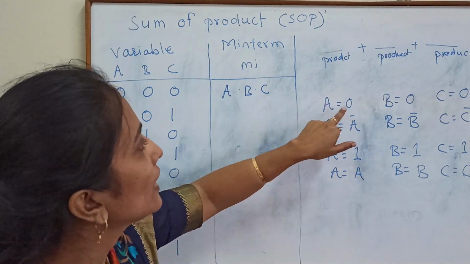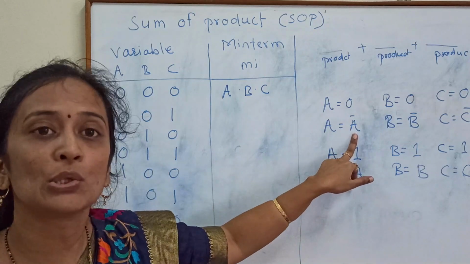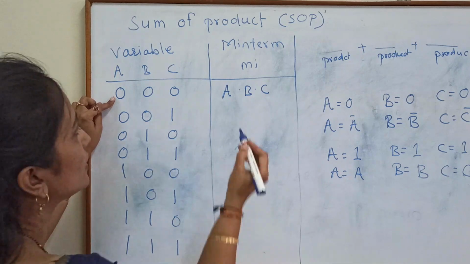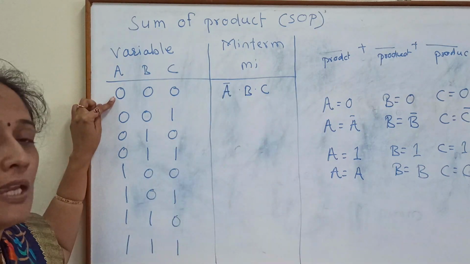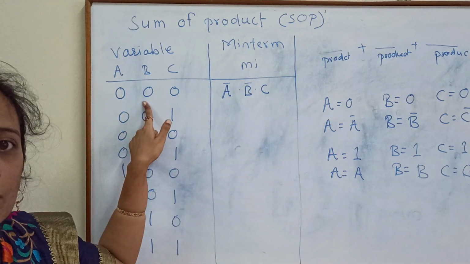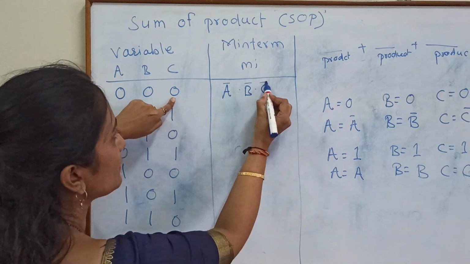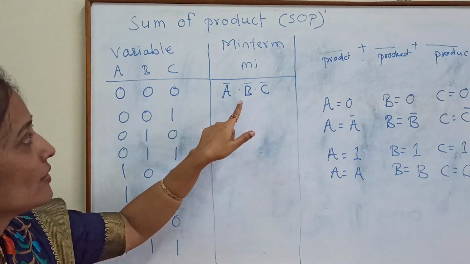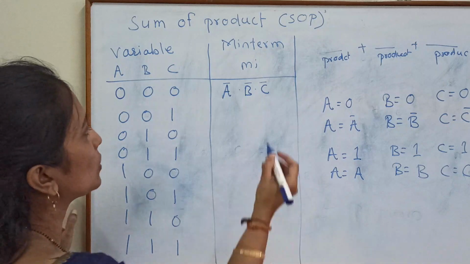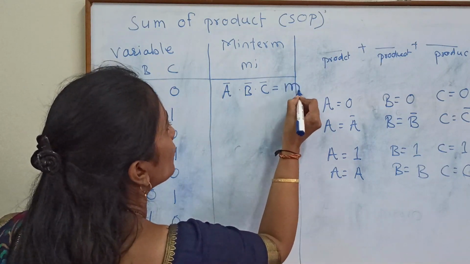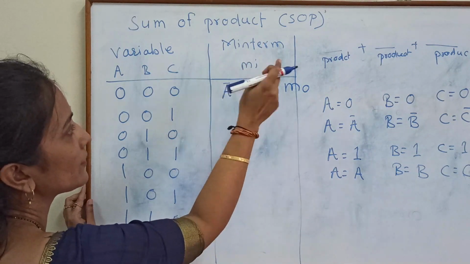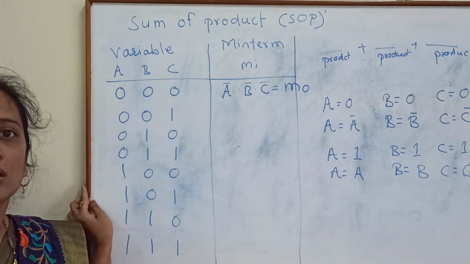Now, what is the rule? If A is equal to 0, then A is written as A bar. What is the value of A? A is 0, therefore A will be A bar. The value of B is 0, therefore B will be B bar. The value of C is 0, therefore C will be C bar. This is the first min term, when all variables are 0, and it is represented with M0. This is Mi, where i goes from 0 to the last variable.